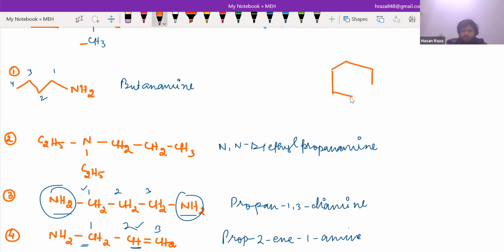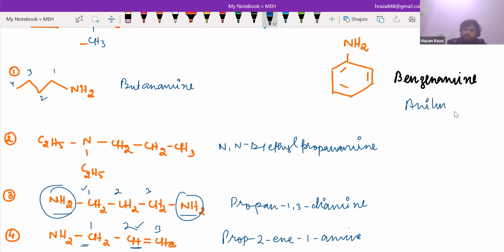So this is your benzene, right? And if you connect this, it will be amine. So we can directly write benzene amine. Its common name was aniline, but now it is treated as an IUPAC name. Okay. Is that clear, Nafisa? Yes, sir.